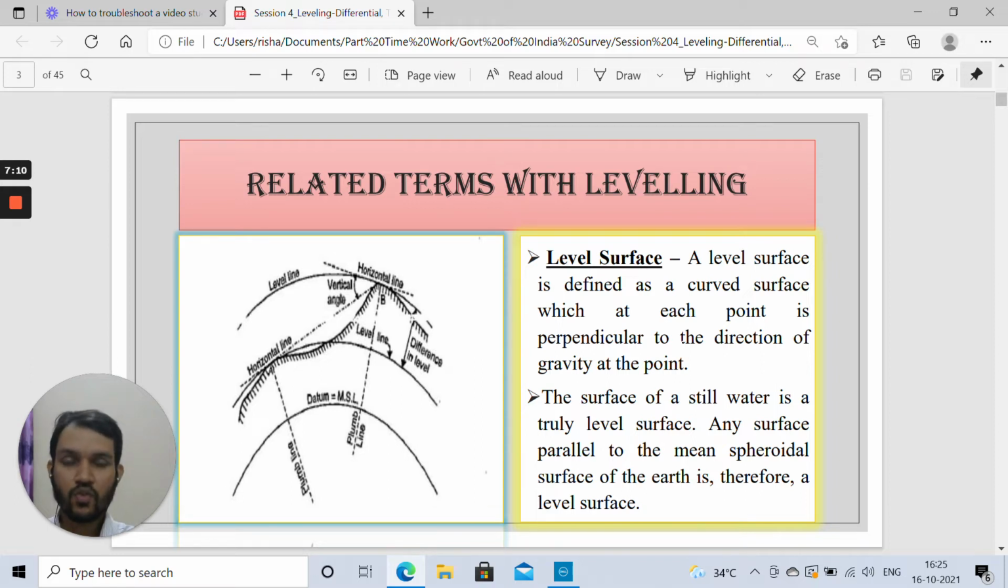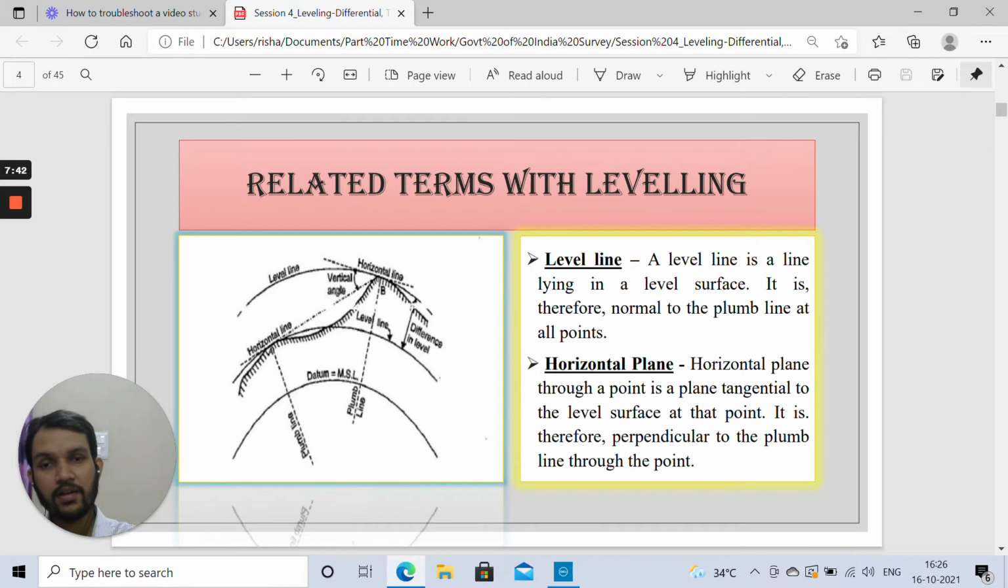Okay, so what is a level surface? It is that curved surface at which the acceleration due to gravity, the gravitational force that is acting, is exactly perpendicular to that level surface. Surface of still water is generally considered a truly level surface. The sea water you can see, or any still water, the surface which it forms is considered to be an exactly level surface, and it is considered parallel to the mean spheroidal surface of the earth, which we are considering as the level surface.